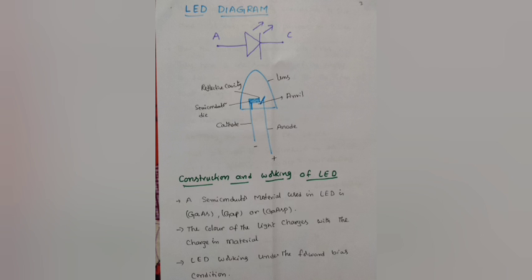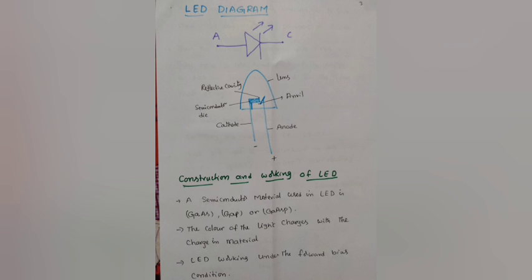Next, before going to the light emitting diode diagram, we discuss the definition of LED. A light emitting diode is an electronic device that emits light when an electrical current is passed through it. It is commonly used for indicator lights, such as power on/off lights on electronic devices.